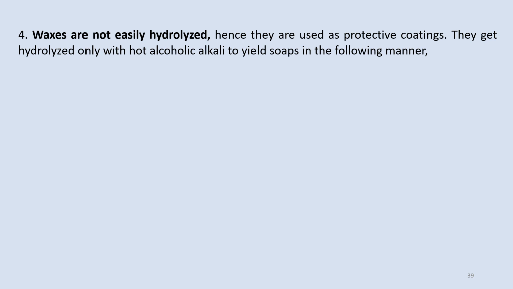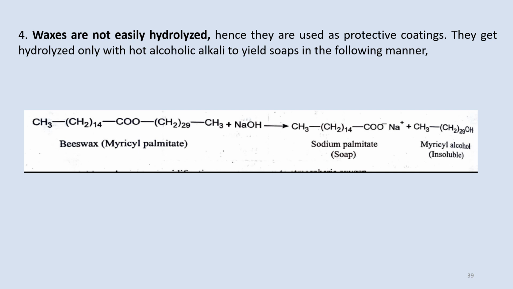Waxes are not easily hydrolyzed, hence they are used as protective coatings. They get hydrolyzed only with hot alkali or hot alcoholic alkali to yield soaps in the following manner. You can see the reaction. When you add hot alkali to beeswax, myricyl palmitate, you can see the structure of myricyl palmitate, the long chain ester linkage COO, with CH2 and CH3. Adding hot alkali, it can be converted into sodium palmitate soap and myricyl alcohol, which is insoluble.